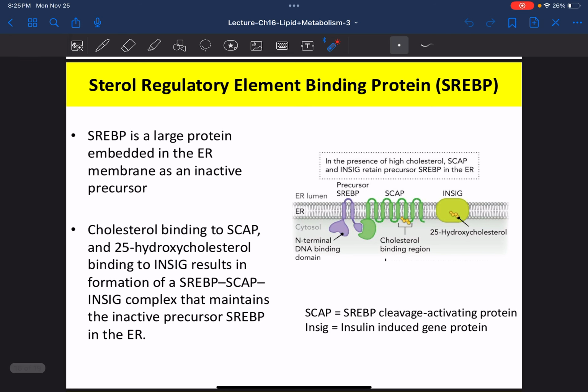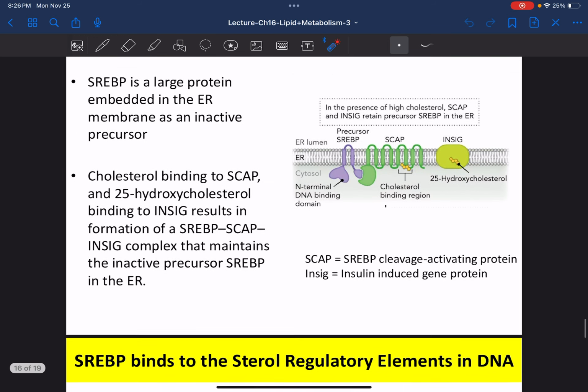So what is the sterol regulatory element binding protein, also known as SREBP? SREBP is a large protein embedded in the ER membrane as an inactive precursor. And cholesterol binding to SCAP and 25-hydroxycholesterol binding to INSIG results in the formation of a SREBP SCAP INSIG complex that maintains the inactive precursor SREBP in the ER. As you can see here, this is the complex.